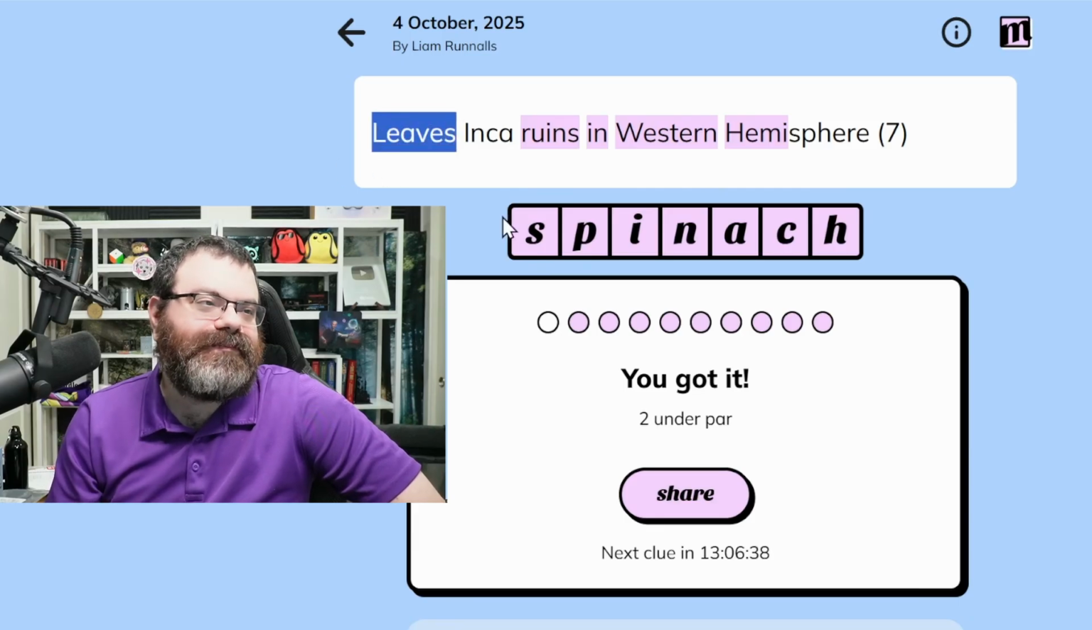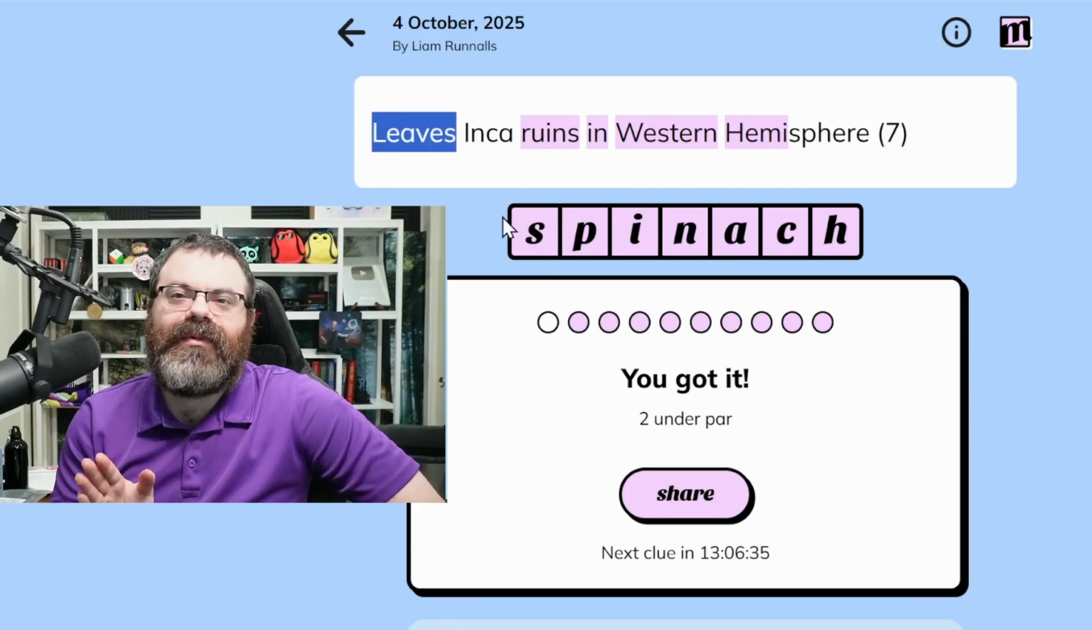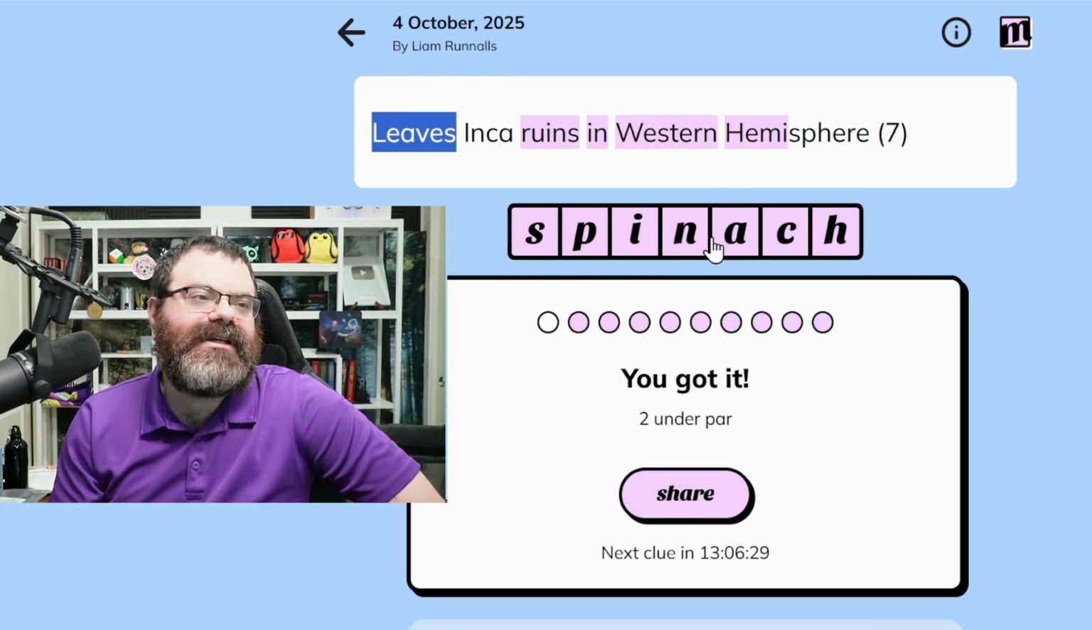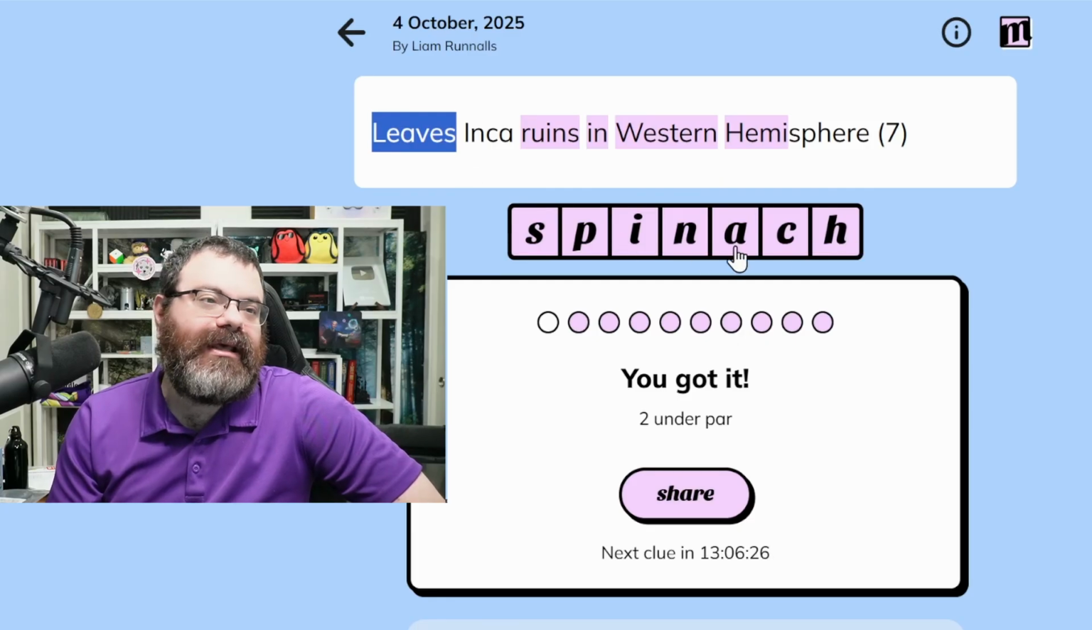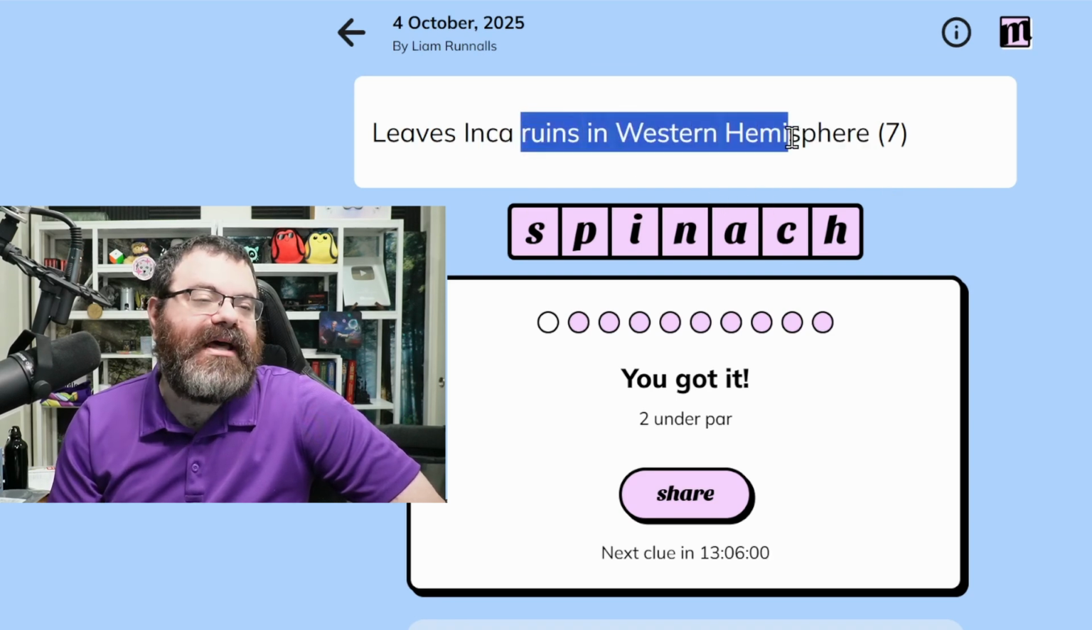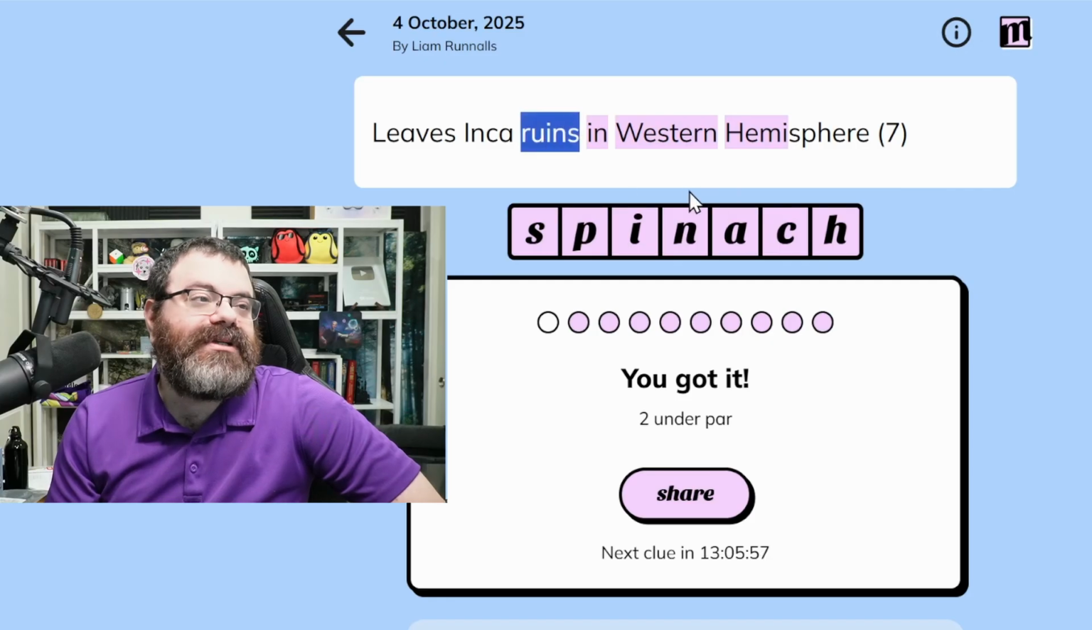The definition is leaves. Meaning that if this were just a normal American crossword clue, we would only get leaves. And then it would be a 7-letter word, and we'd just have to come up with spinach, because spinach is a leaf. And spinach is its own plural. So spinach is leaves. That's our definition. So that is completely ignored otherwise. It's just that this lets us check that we got the right word. All right. Now Inca and the sphere part of hemisphere are the fodder. Fodder is used in many ways to become our answer. And it gets transformed by the indicators. And we have a bunch of indicators in this one. So the first indicator is ruins.